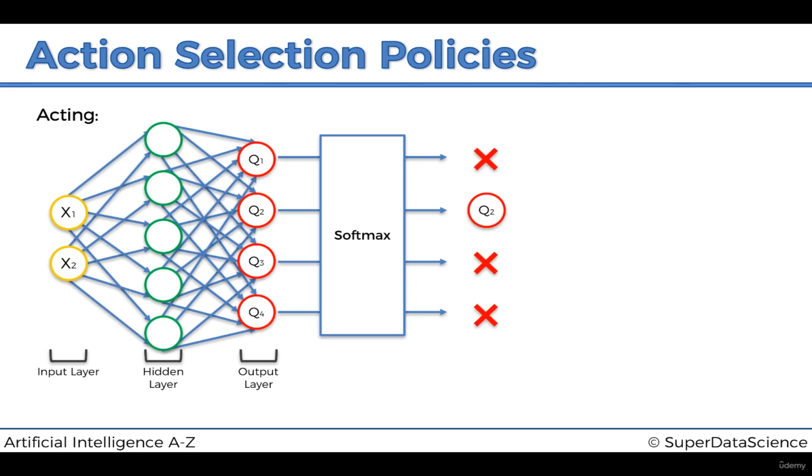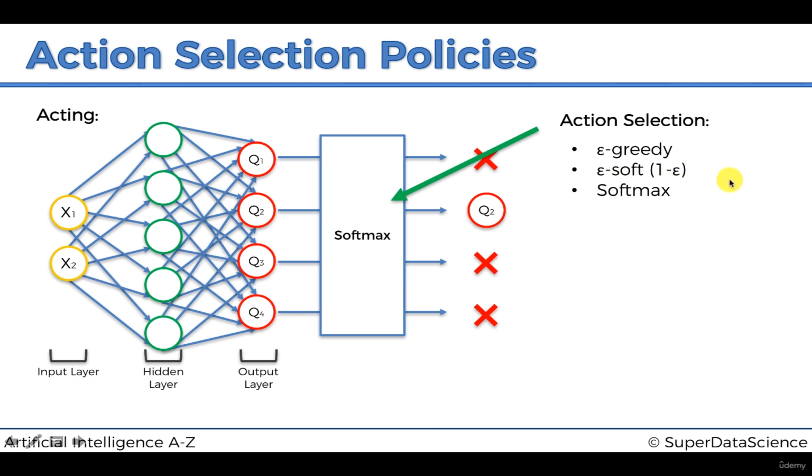But as you can see here, it's not as simple. Here we're using a softmax function, and this is where we're going to talk about action selection policies. So here, in reality, we don't have to have just a softmax function. We can have different action selection policies. For example, we've got epsilon greedy, epsilon soft, and we've got the softmax. And those are kind of like the most commonly used action selection policies. Of course, there are others.